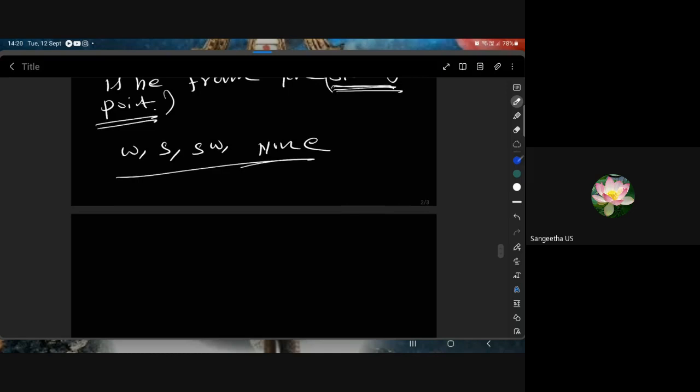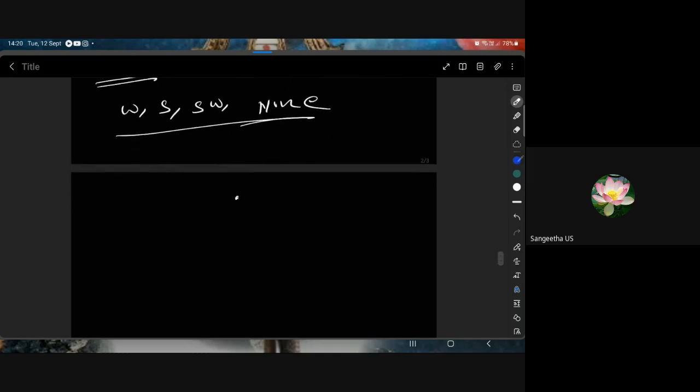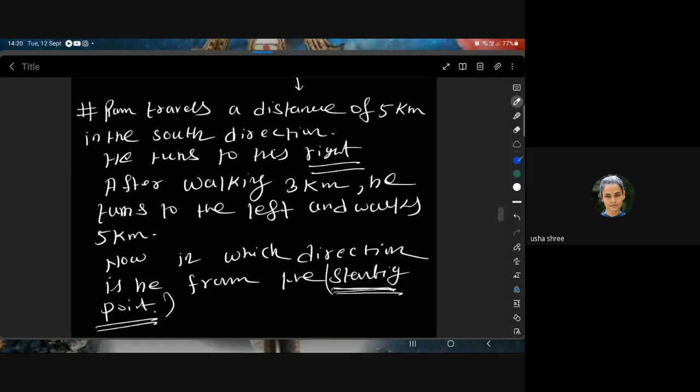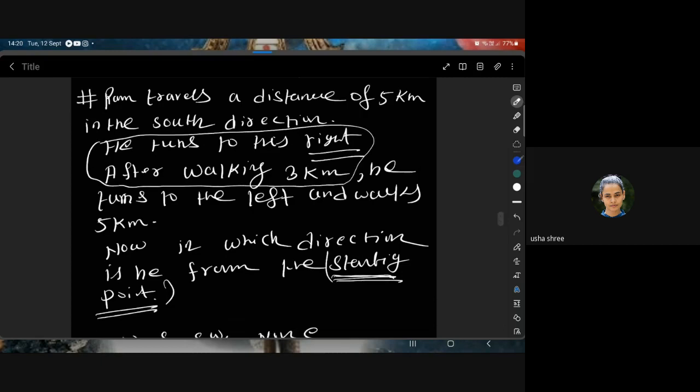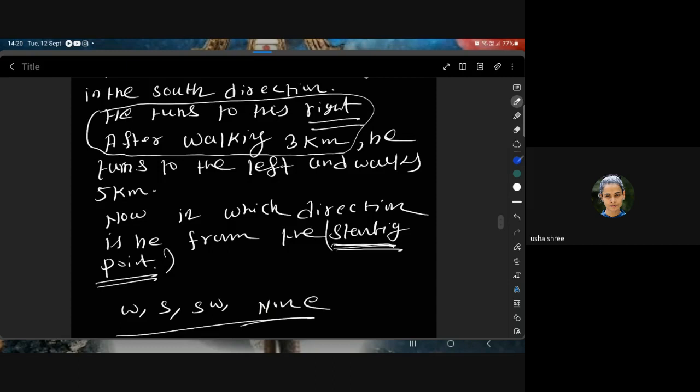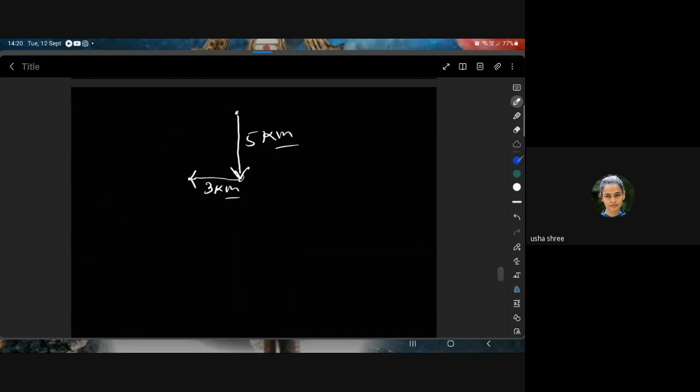Raman travels a distance of 5 kilometers towards the south. So this is the starting point, 5 kilometers towards the south. No confusion. Now he turns to his right. Means which side? This is your face, west is this side, and he walks west for 3 kilometers. Then he turns to the left and walks 5 kilometers. Left means south, 5 kilometers.